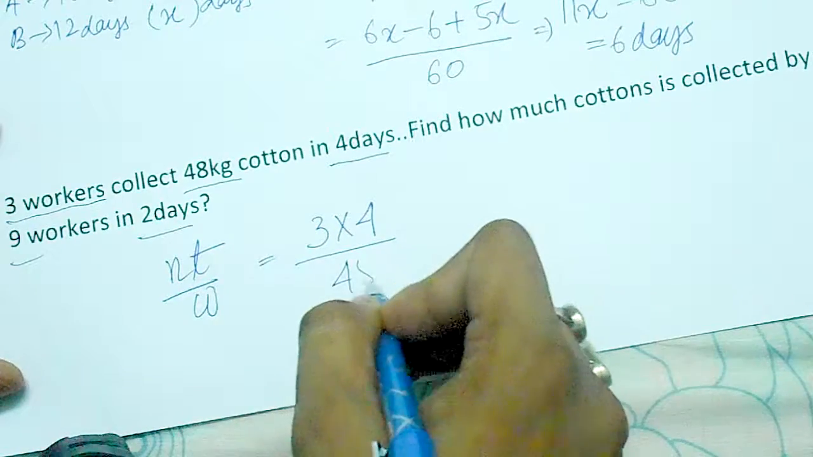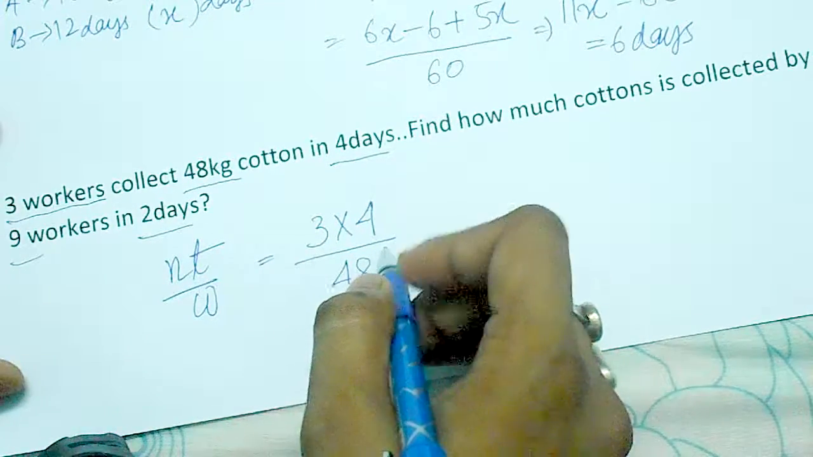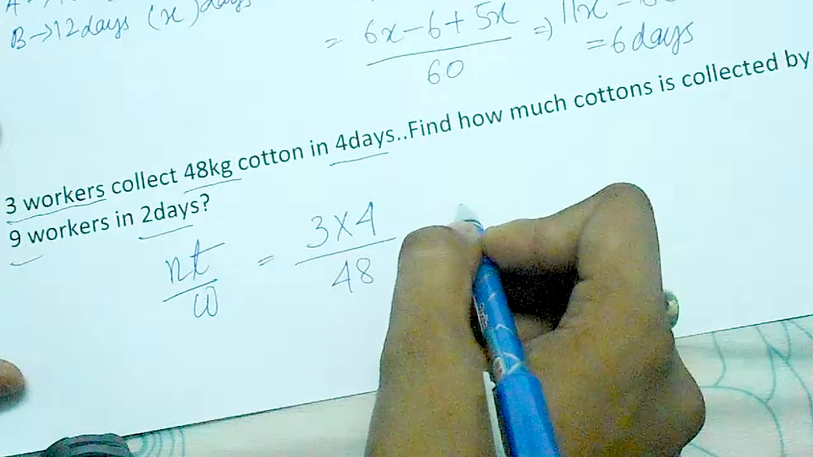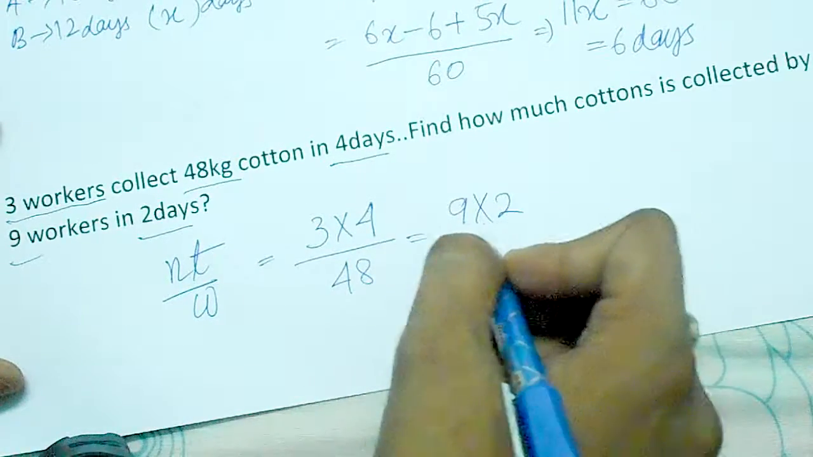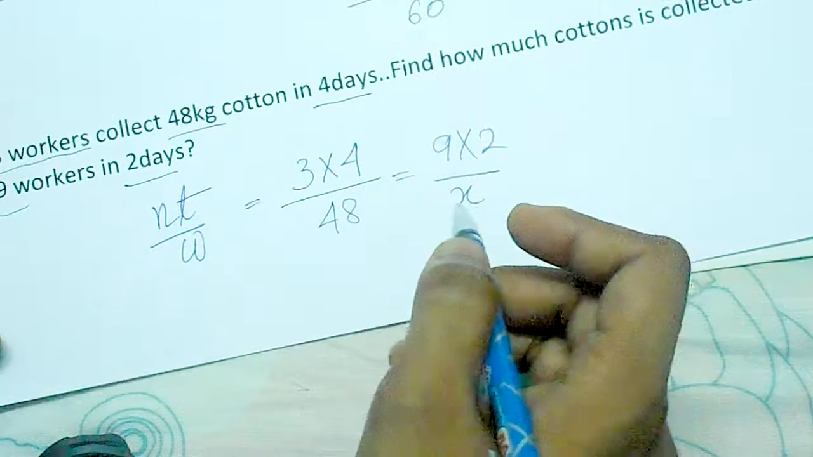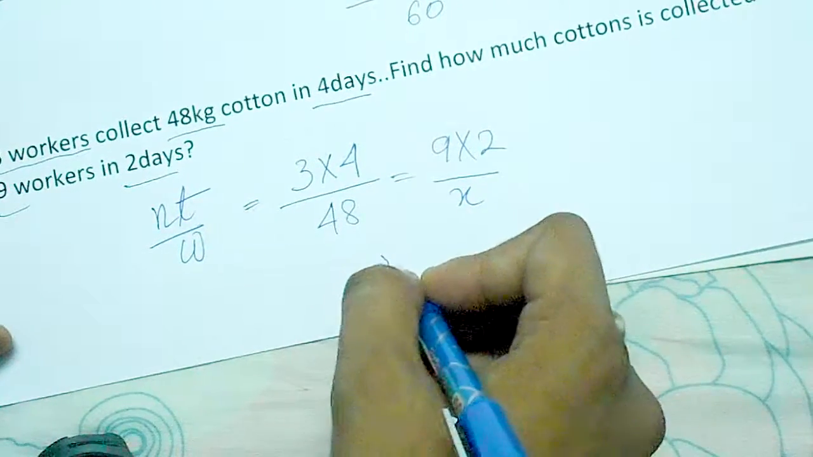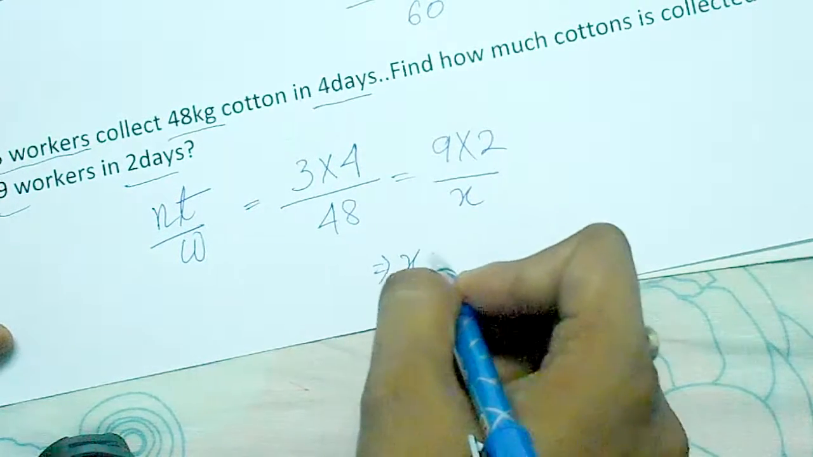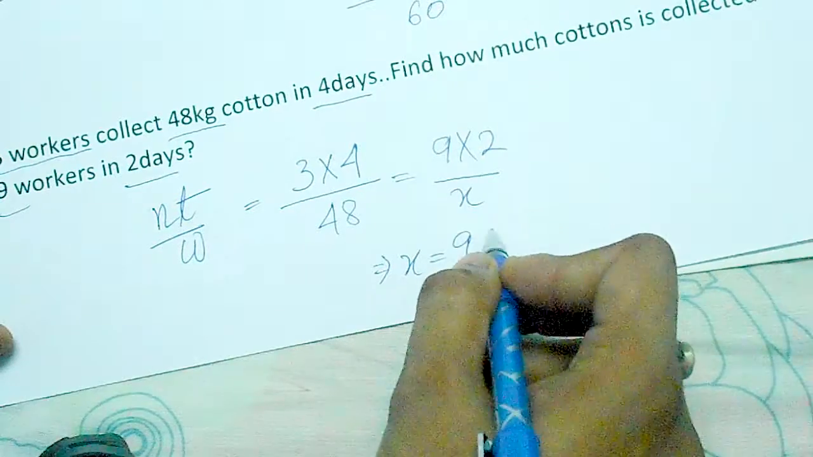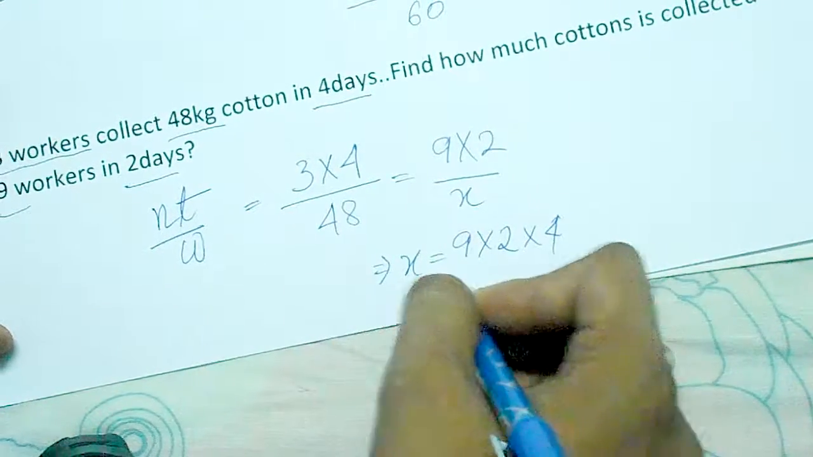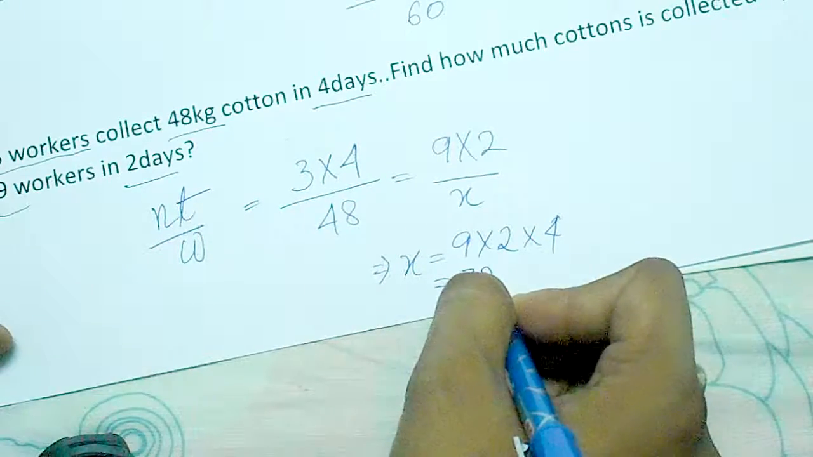Over here it's 48, which is given, it's 9 into 2 by x, and by solving this, x will be 9 into 2 into 4, which sums up to 72 kg.